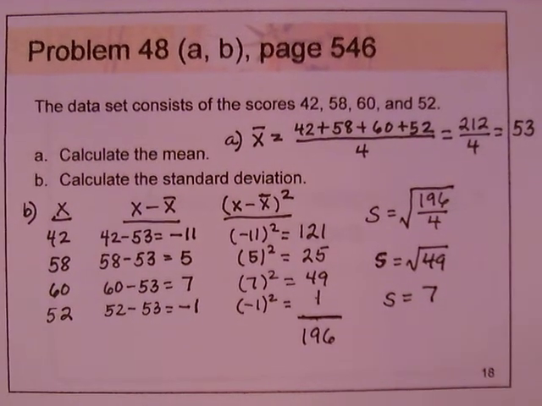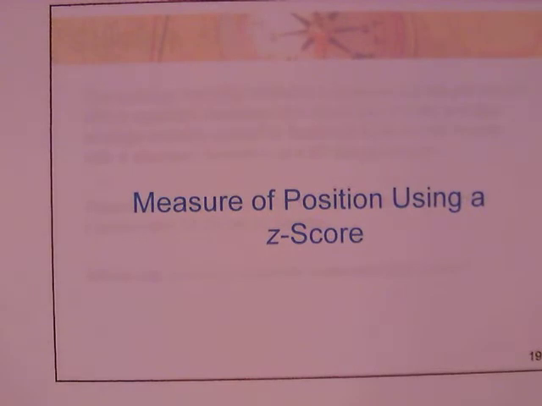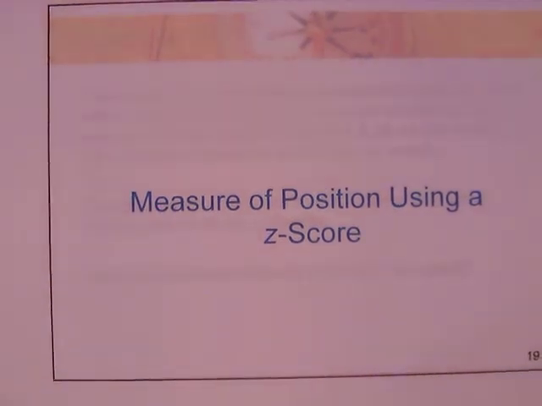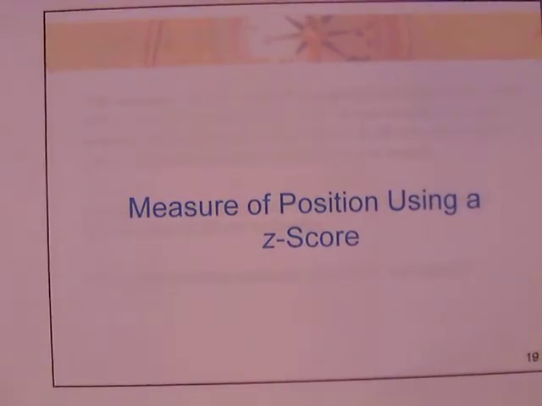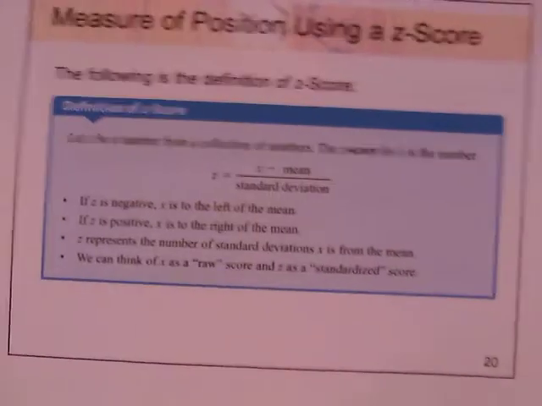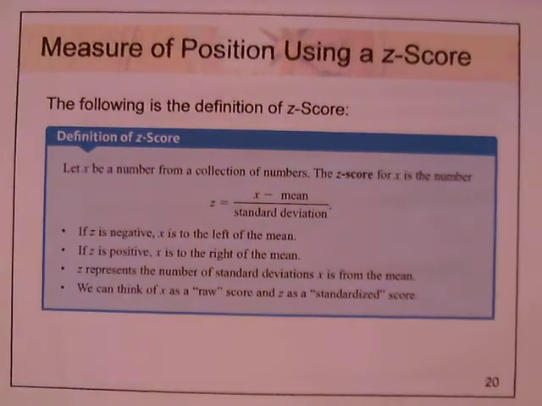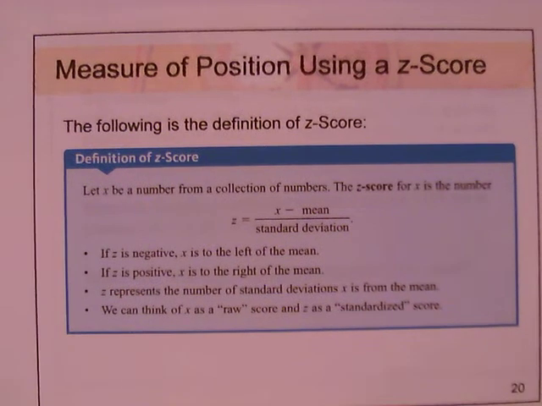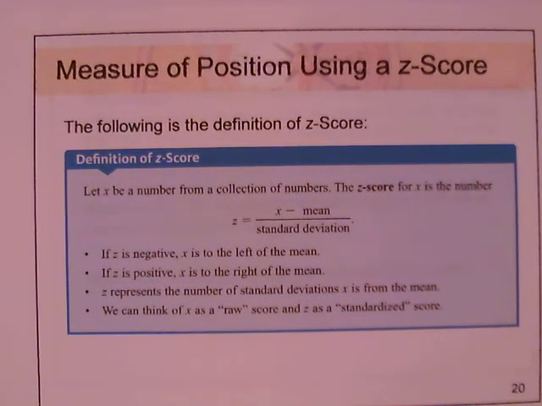Okay. Next, we'll talk about the measure of position using a z-score. So here we're going to be using a z-score to find the measure of a position. Right. So here, the following is the definition of a z-score. Here we're going to let x be a number from a collection of numbers.